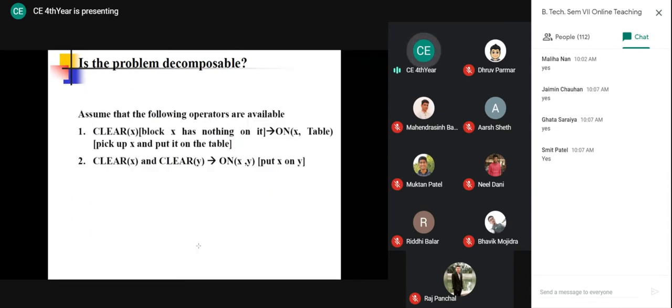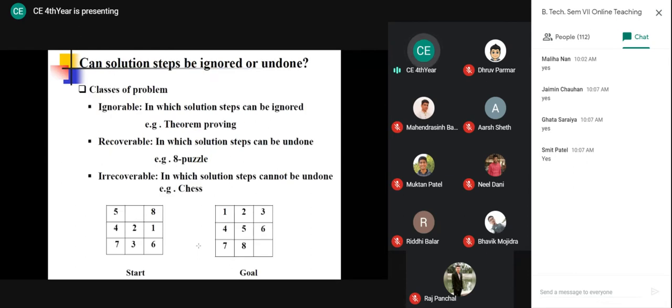Then after these rules that I explained in yesterday's lecture, we discussed the second characteristic, that is, can solution steps be ignored or undone? Now listen, here the two examples that we have discussed. See, there are three classes of problems: ignorable, recoverable, and irrecoverable. In ignorable, the solution step can be ignored. For that, I explained the example of theorem proving.